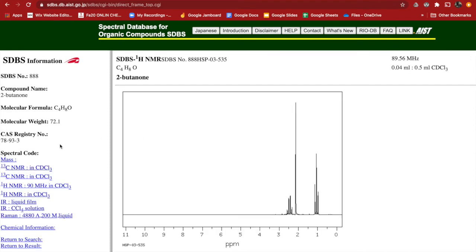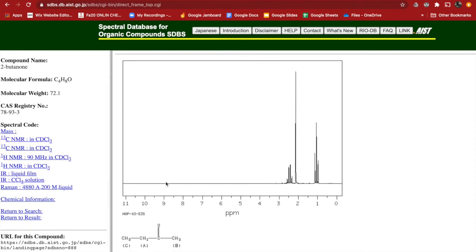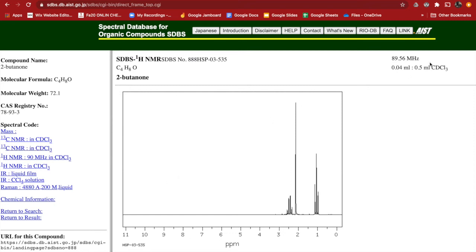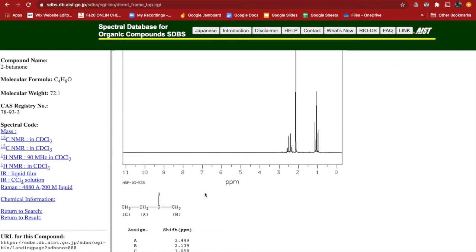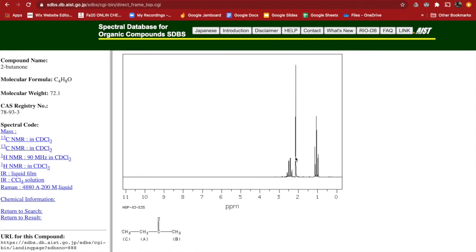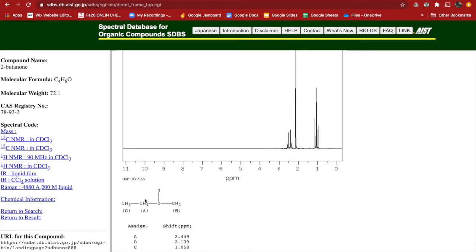And here it is. This website has for us the mass spectrum, which we'll talk about later, carbon NMRs, some proton NMRs, some IRs, Raman, which we won't talk about. Right now we're looking at a 90 megahertz NMR sample, and here's our molecule, 2-butanone. So butanone, 4 carbons, 1, 2, 3, 4, and this is 2-butanone because the carbonyl is on the second carbon. This carbon right here should be a 3-hydrogen singlet. There it is, nice 3-hydrogen singlet. And this one here should be a 2-hydrogen quartet. Boom, there it is, 1, 2, 3, 4, the quartet.